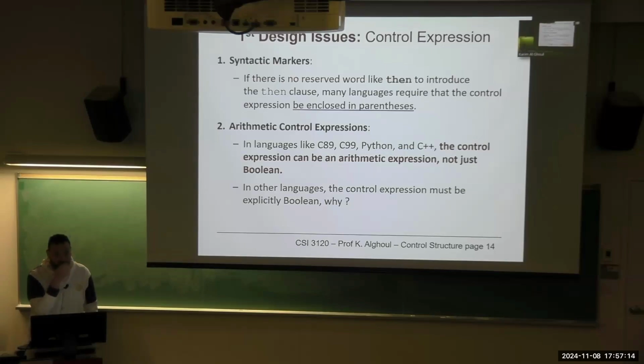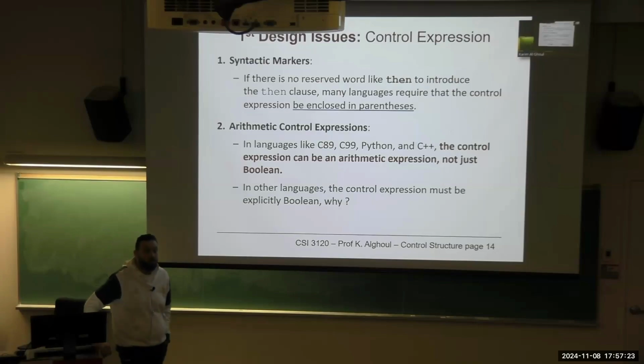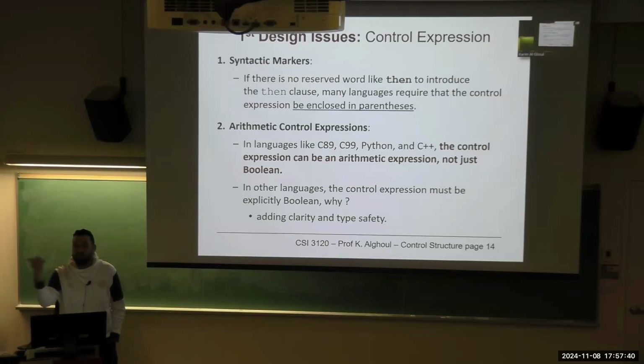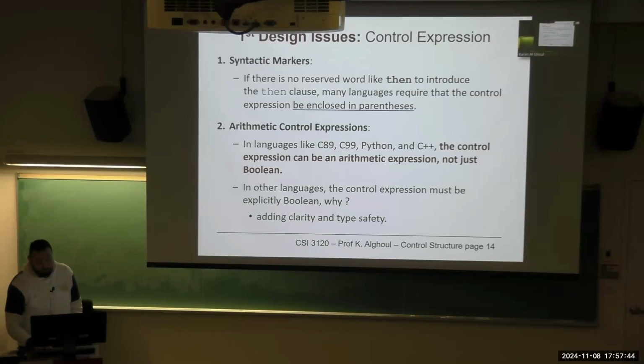Like the other languages that allow expression, they implicitly convert it to Boolean. Yes, so I'm going to show you an example now, and you will get what I mean more. But actually here, having it explicitly Boolean or only Boolean will add clarity, for example, better readability, and also type safety. We're talking about types here. So type safety leads to more reliable code.